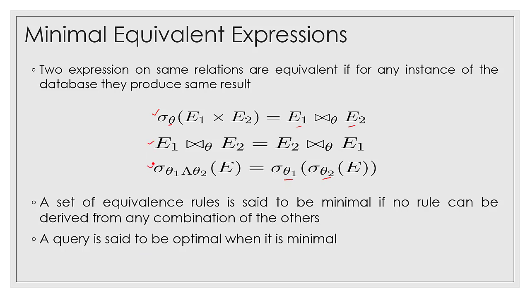There are 12 relational equivalence expressions in total. We are not going to discuss all these 12. We are going to mainly focus on these 3 to give you an idea. So a set of equivalence rules is said to be minimal if no rule can be derived from any combination of the others. We are going to see with an example. A query is said to be optimal when it is minimal.